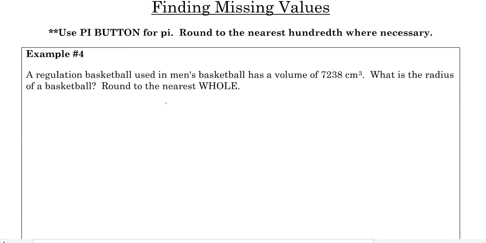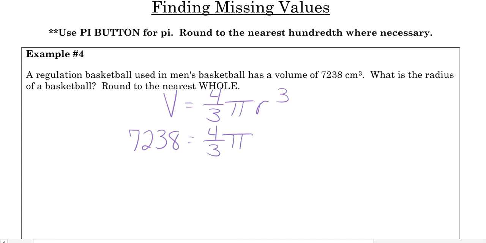All right, so again, we're going to start with our volume. We know a basketball is not a hemisphere. It would not bounce very well if it was. So it is a sphere, 4/3 times pi, radius cubed. My volume that I'm told is 7,238 equals 4/3 pi times radius cubed. So I need to divide both sides by 4/3 pi.